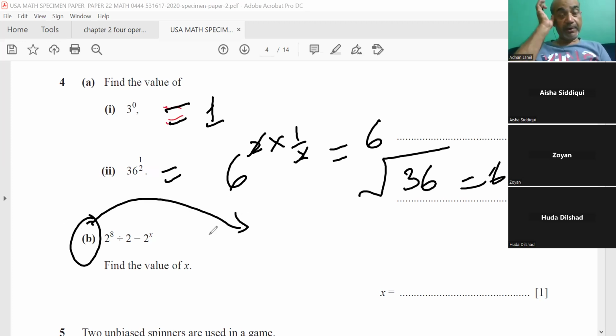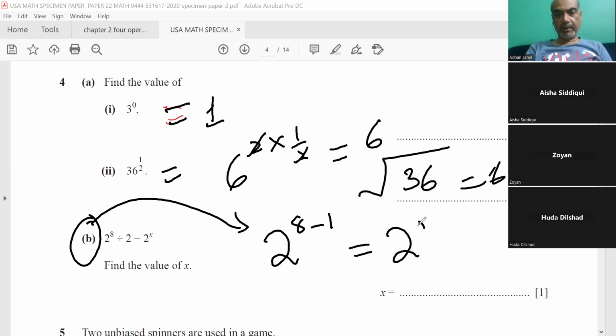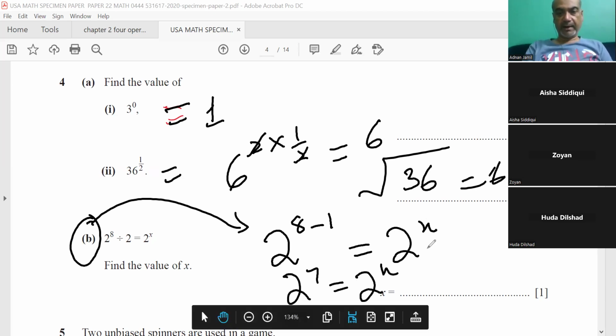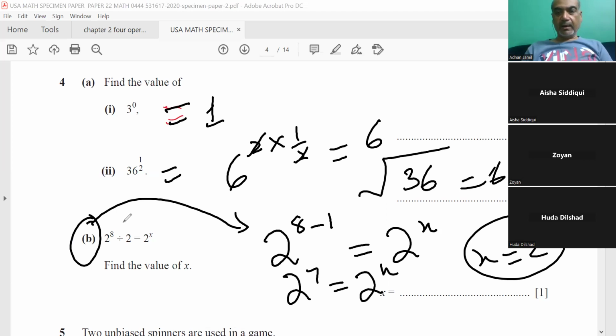Part B, remember how many questions we have done like this in the class. So this should be a piece of cake for you all. 2 to the power 8 minus 1 equals 2 to the power x. 2 to the power 7 equals 2 to the power x. And finally we get x equals 7. When the bases are the same, equate the powers. Okay.